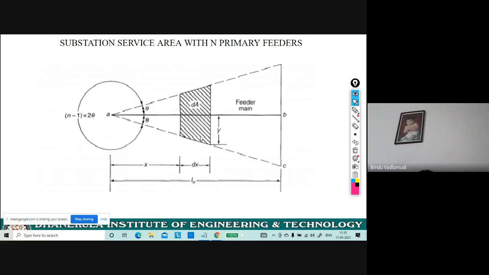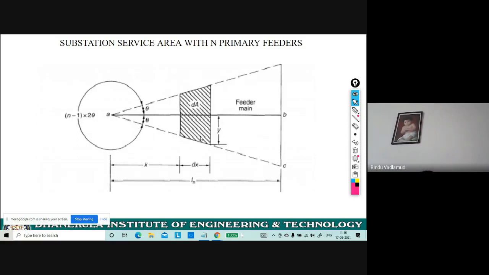No, we are considering that the angle may be theta. We are considering the angle as theta, and this value of theta changes with the number of feeders. Suppose n is equal to 10. What is the angle between feeder to feeder? What is the total angle? Is it 360 degrees?